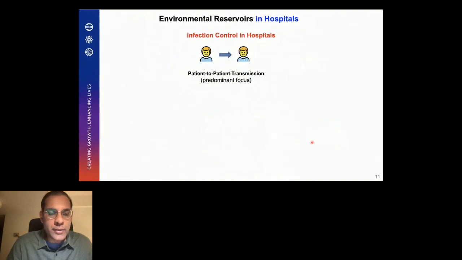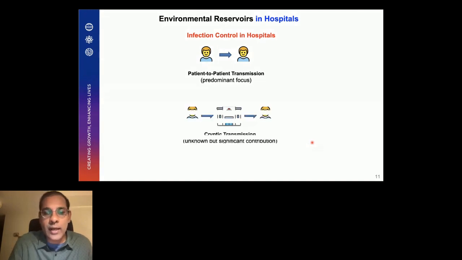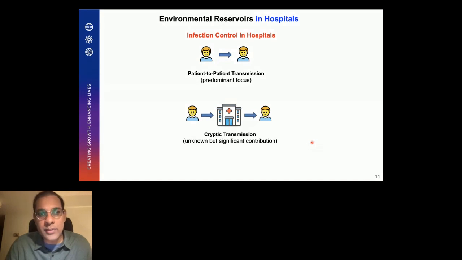But more specifically, beyond understanding biology, can we use it for applications such as surveillance in hospitals? Hospitals are an important area of concern for environmental transmission, because traditionally infection control in hospitals has focused on patient-to-patient transmission. But it's well known that the environment also serves as an important intermediary to transmit pathogens from one patient to another. So it's an unknown but significant contribution.